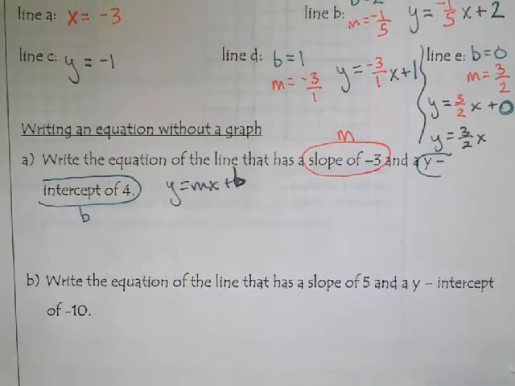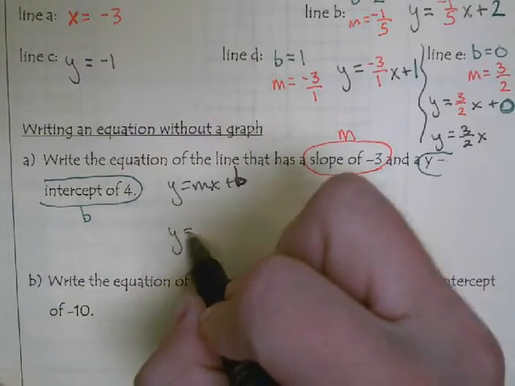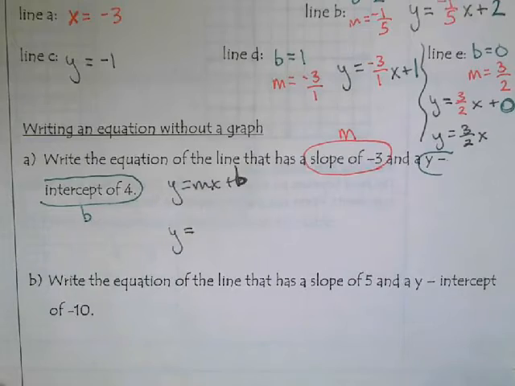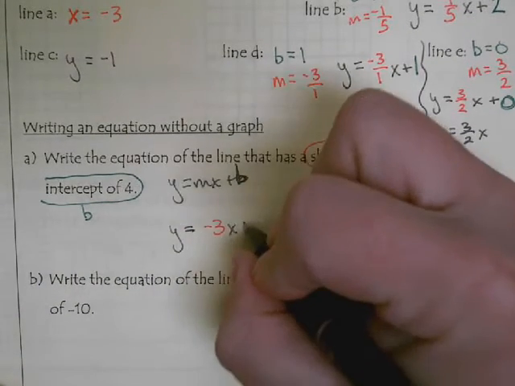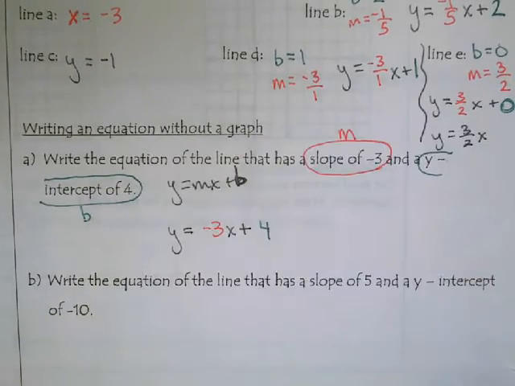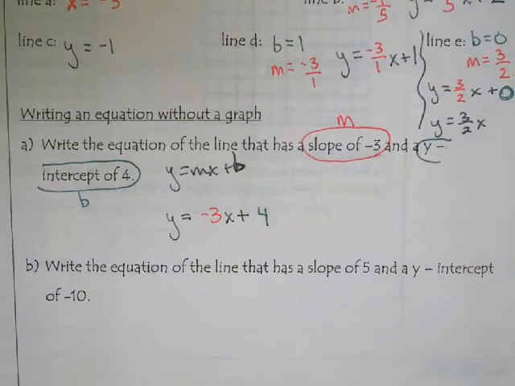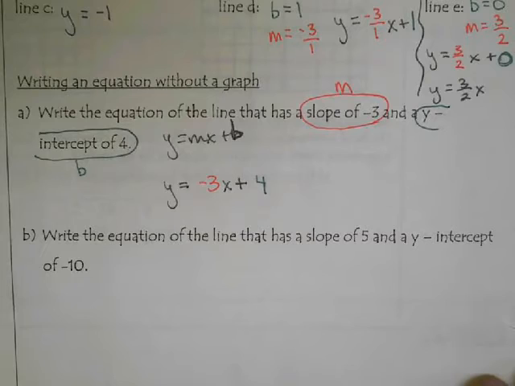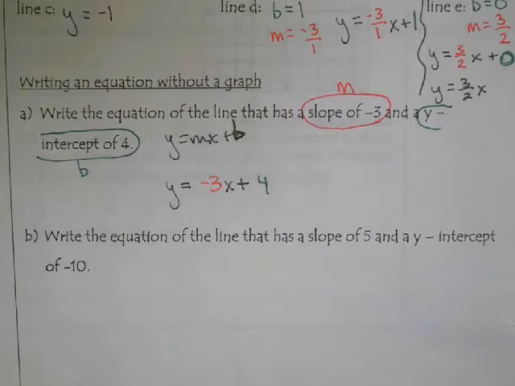Now we just plug and play. So we have y equals my slope, -3, x plus, and what's the y-intercept? 4. So if you would, please go ahead and pause right here and try letter B on your own.